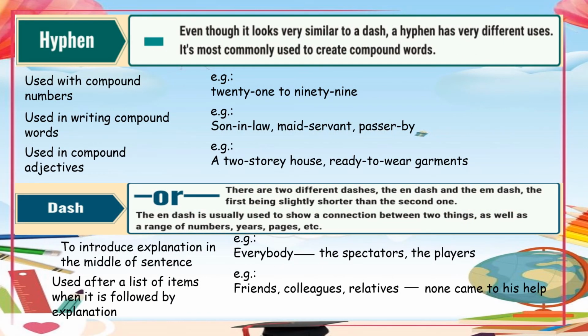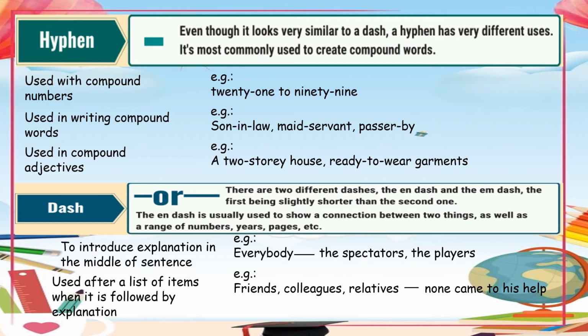Hyphen. It is used with compound numbers like 21 to 99 in mathematics, when we write it as 20-1, 90-9. Used in writing compound words, son-in-law, maid-servant, passer-by. Used in compound adjectives, two-storey house, ready-to-wear. It's like ready to wear, so ready-to-wear garments.